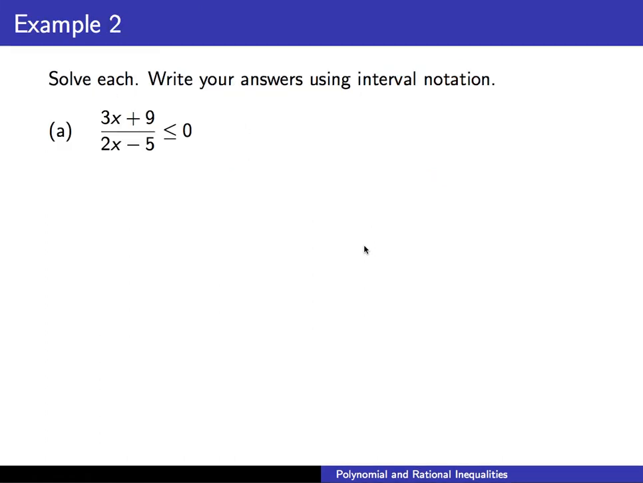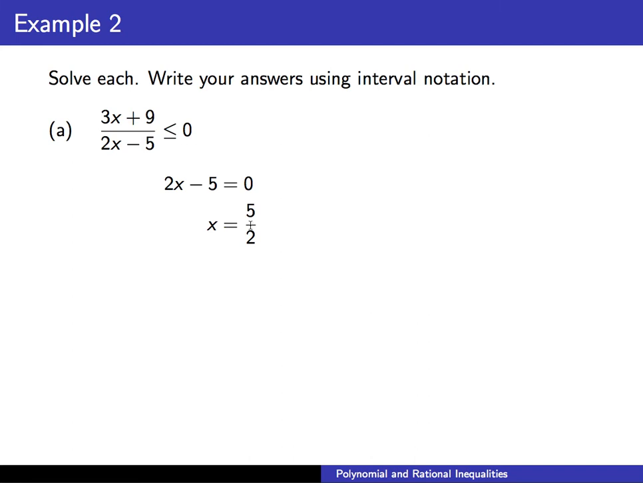So example 2, solve each. Write your answers using interval notation. We have 3x plus 9 over 2x minus 5 is less than or equal to 0. We can start by finding where the denominator would equal 0, so we want to avoid those. So we're essentially finding the domain of this rational function at the start. So 2x minus 5 equals 0 means x is 5 halves, so we definitely do not want x to equal 5 halves because that would cause our denominator to equal 0. So it's going to be an open circle for that value on the number line.